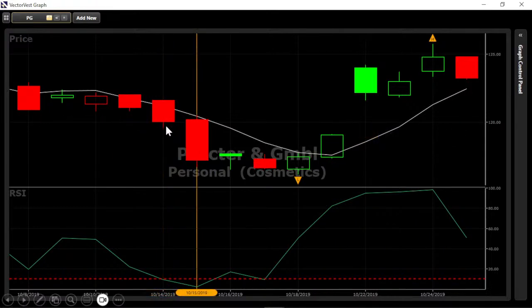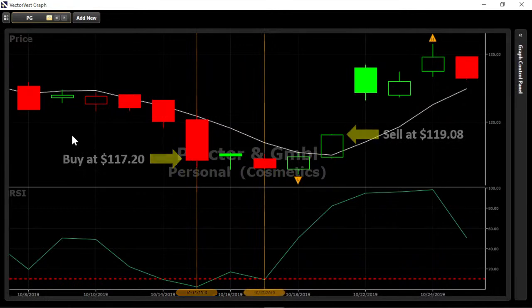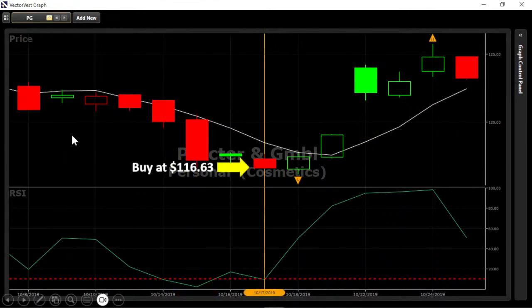If you didn't take that trade, for all the reasons that I mentioned earlier about not watching the market that day or whatever, you had an opportunity on October 15th, and if you buy that at 117.20, you sell there at 119.08, and you had another setup there at 116.63 to sell at 119.08. So out of the 3 setups here, you made money on 2, you lost on 1.